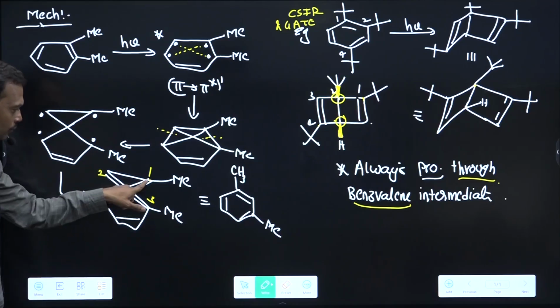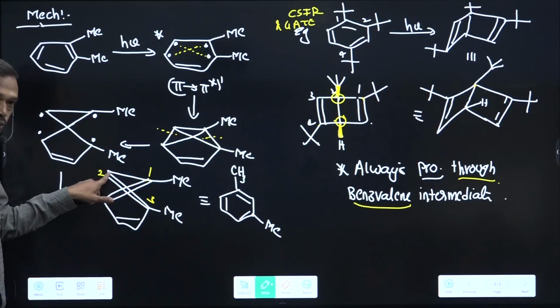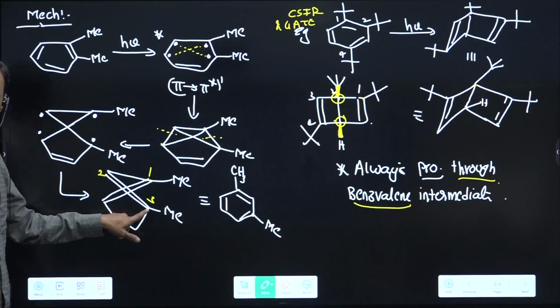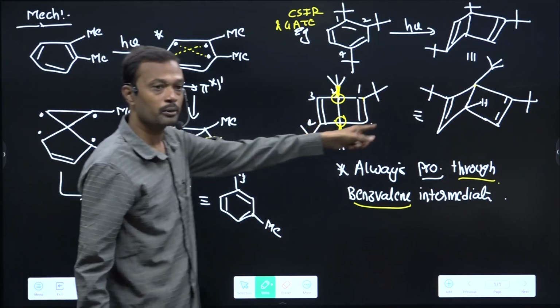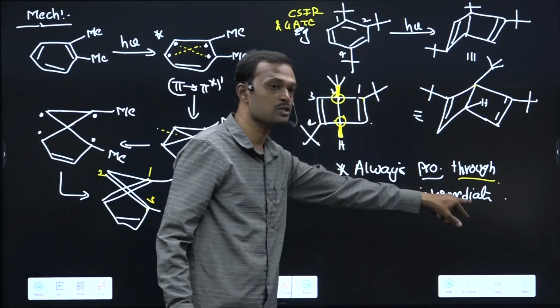Where is one more bond present? Next bond is 3. What is this intermediate? Benzvalene. If you want to make any rearrangement, the reaction always proceeds through the benzvalene intermediate.